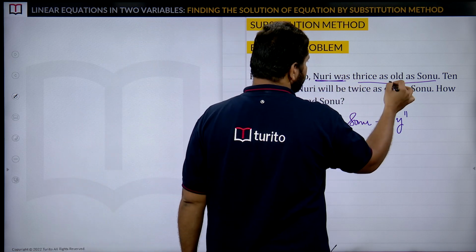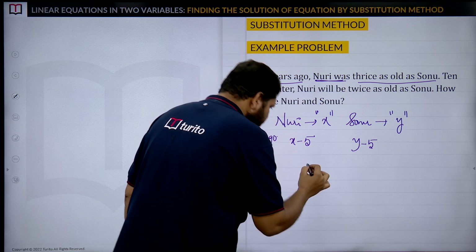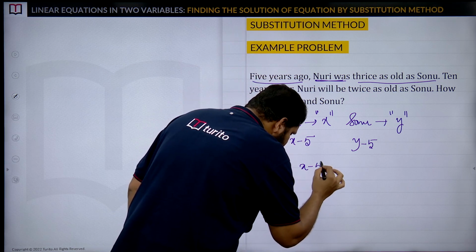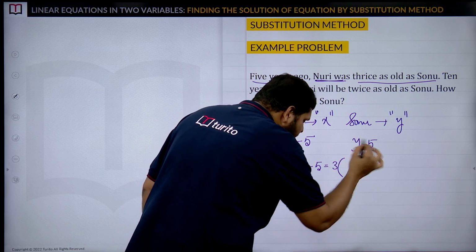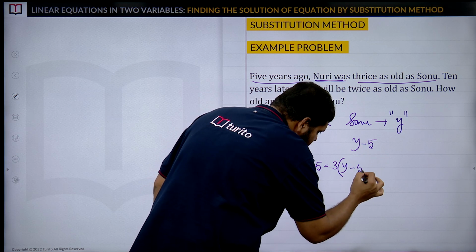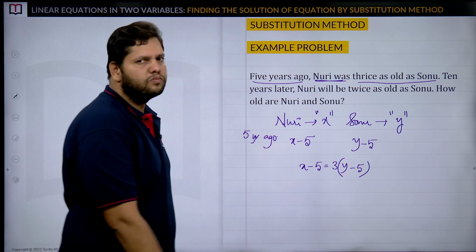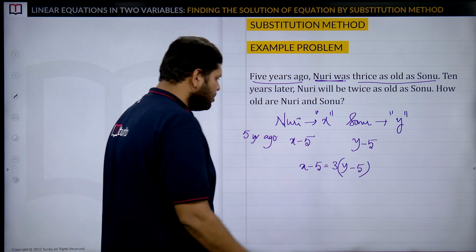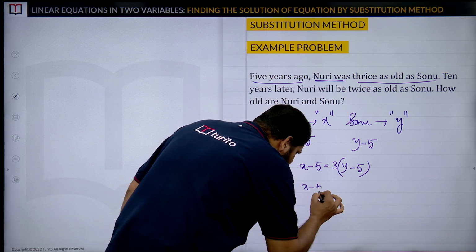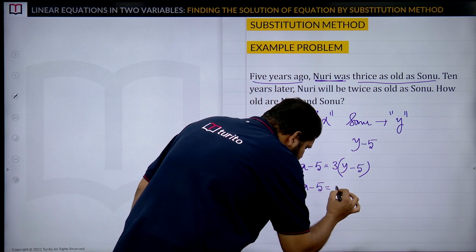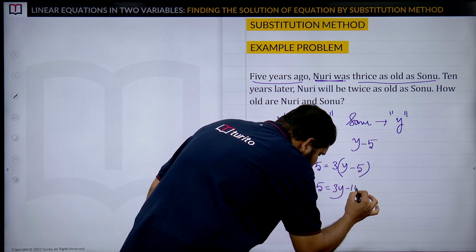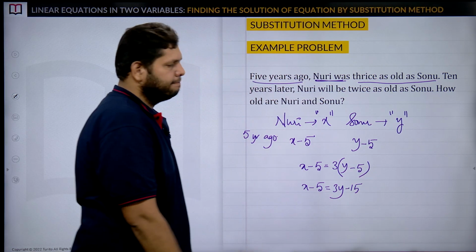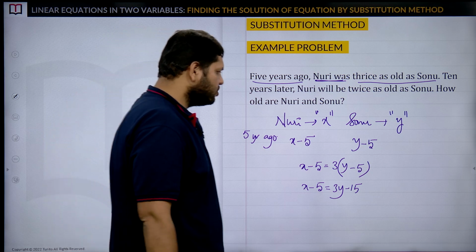What is the condition children? Nori was 3 times as old as Sonu. So Nori's age is X minus 5, equal to 3 times Y minus 5. Yes or no? So multiply, children. Here this is X minus 5, and multiply 3 inside. So this is 3Y, and this is minus 15. Again bring everything to one side, children.